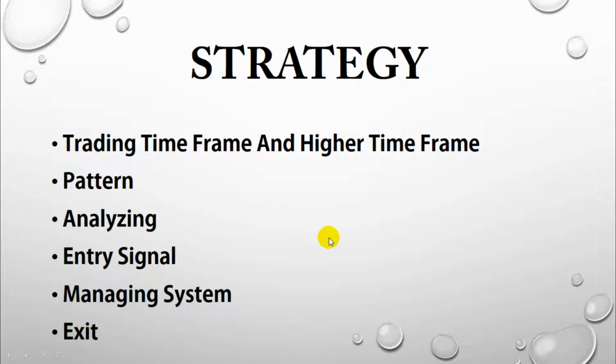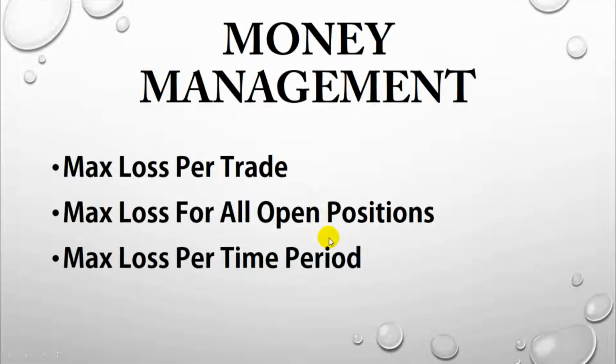Okay? And in money management, you should define and write max loss per trade. Okay? In each trade, when you lose, what is your maximum loss? Max loss for all of your open positions, I mean, if all of your open positions lose at the same time, how much would your maximum loss be? And at the end, your max loss per time period.